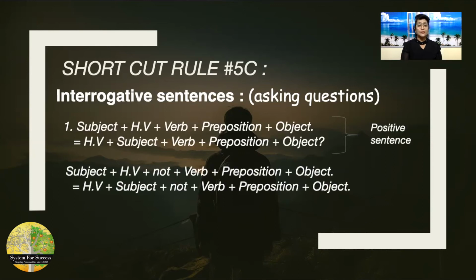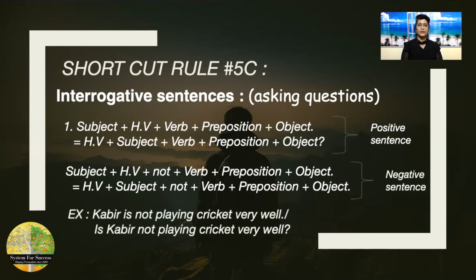और अगर आपका सेंटेंस ऑलरेडी एक नेगेटिव सेंटेंस है, विच इज सब्जेक्ट प्लस हेल्पिंग वर्ब प्लस नॉट प्लस वर्ब प्लस प्रीपोजिशन प्लस ऑब्जेक्ट, तो आपने इस नेगेटिव सेंटेंस को वंस अगेन हेल्पिंग वर्ब से स्टार्ट करना है. नॉट आपका बीच में आ जाएगा. फॉर एग्जाम्पल, द सेंटेंस इज कबीर इज नॉट प्लेइंग क्रिकेट वेरी वेल. आपने पूछना है. द सेंटेंस विल बिकम इज कबीर नॉट प्लेइंग क्रिकेट वेरी वेल, कि क्या कबीर अच्छे से क्रिकेट नहीं खेल रहा है. सिंपल सेंटेंस, हेल्पिंग वर्ब को फर्स्ट में लेना है.